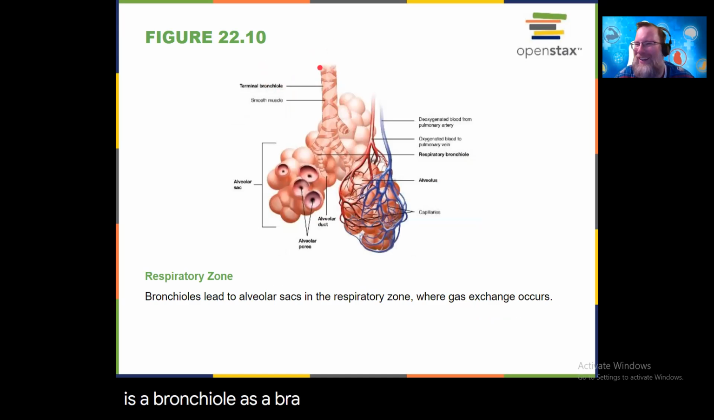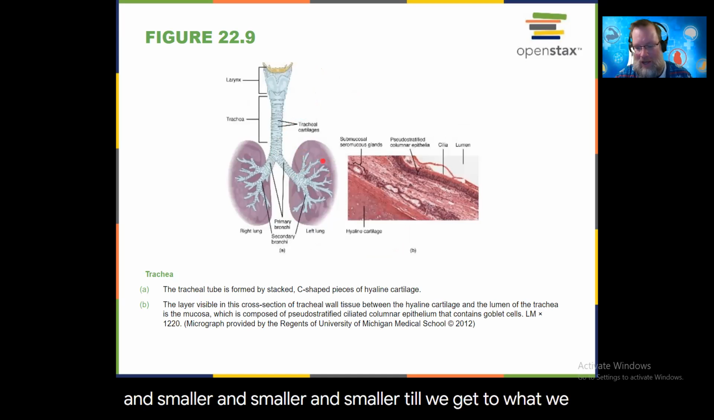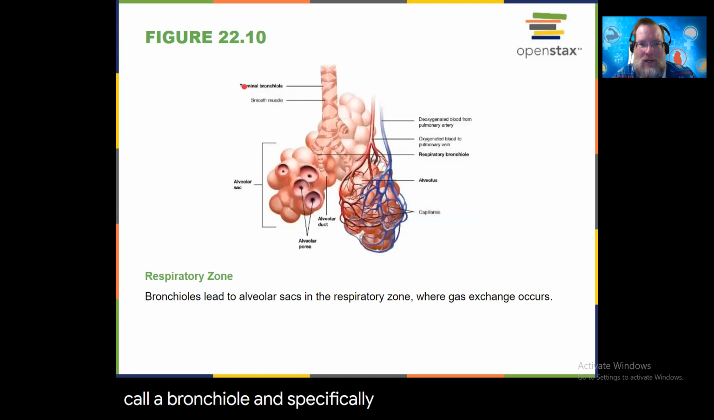Hey, we saw this with arteries and venules, right? On Tuesday, arteries taper to become arterioles, and capillaries become venules, which then become veins. So the -iole or -ule or -elle generally means little something. So a bronchiole is a little bronchus. So we just keep tapering and tapering, smaller and smaller, till we get to what we call a bronchiole. And specifically, we branch to the point of having a terminal bronchiole.